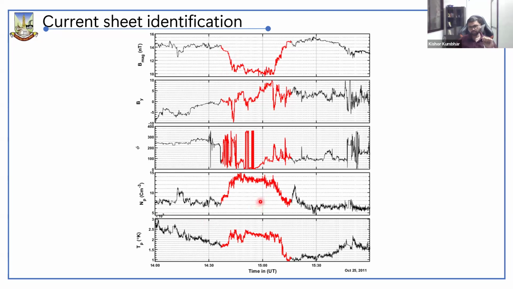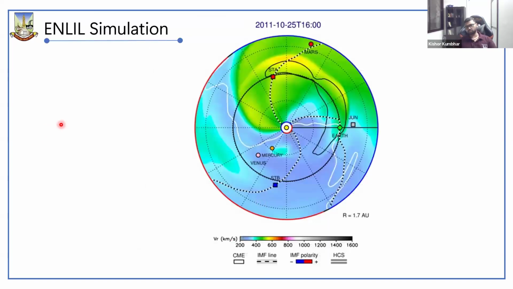Now the question arises whether this current sheet is actually formed at the trailing edge of the magnetic cloud, or is it something else? For that reason, we use the data from the WSA-Enlil simulation, where this is a snapshot of the Enlil simulation, where we are representing the ICME magnetic clouds as crescent shaped contours, which are moving with varying solar wind velocity. And this white line is your heliospheric current sheet.